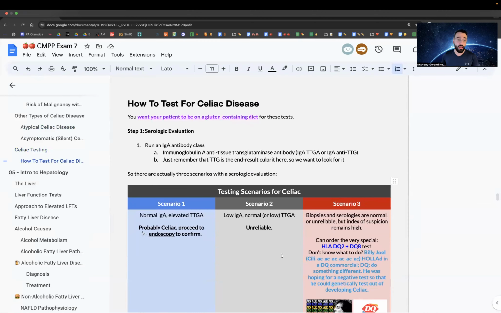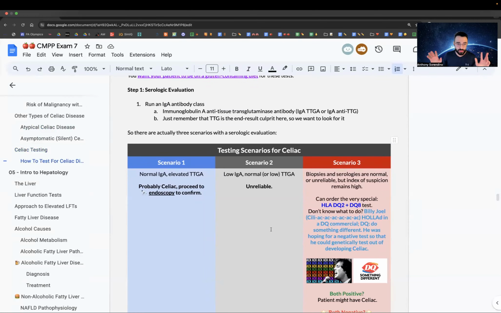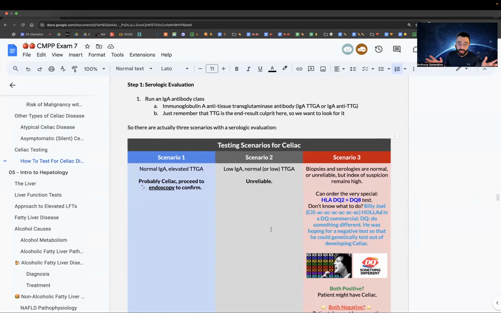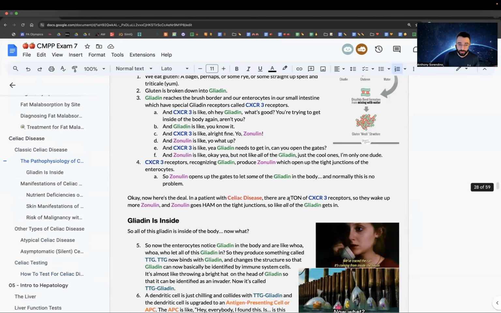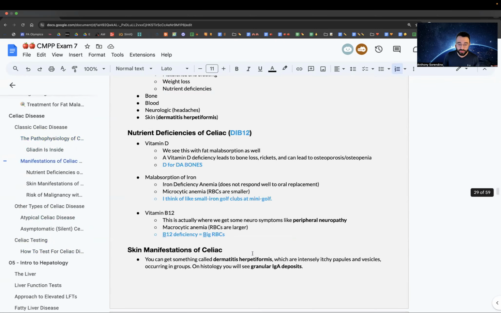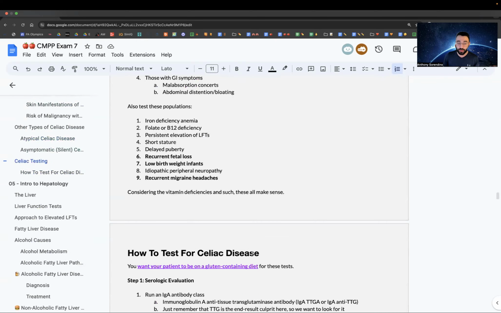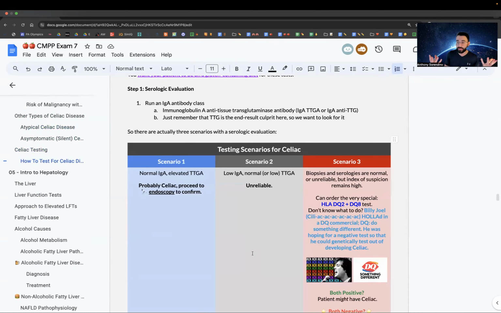So how do we test for this? We want to make sure our patient is on a gluten-containing diet. So they want to just be eating normally, eat their gluten. There are 3 scenarios here, and they have to do with this IgA antibody class. Scenario 1 is a normal IgA and an elevated TTGA. Remember, TTG was what we were talking about when we were going through all the pathophys. That's what is connected to gliadin and is now what our body thinks is an invader. So we're looking at those antibodies.